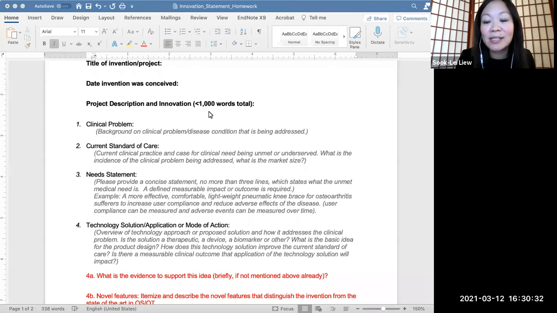The total should be less than 1,000 words. 1,000 words is actually relatively long. I think it's about 3 pages or so, or 4. So you could do less than that. 500 words is fine as well.